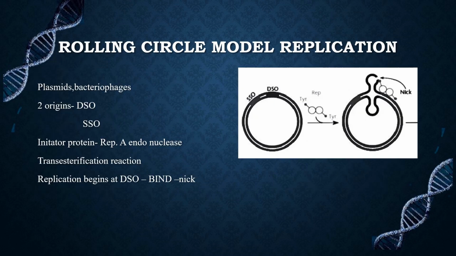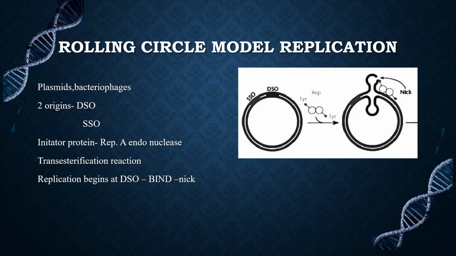Next, the rolling circle model of replication. This type of replication is observed in plasmids and bacteriophages, and similar to the strand displacement model, this model also contains two origins, that is the double strand origin DSO and the single strand origin SSO. The initiator protein present here is Rep A endonuclease. They belong to the family of HUH endonucleases. That is, they contain the HUH motif, two histidine residues separated by a hydrophobic residue.